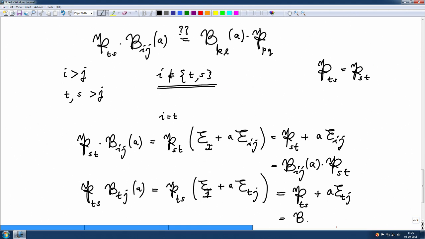I am getting confused. So, this is not BT, this is BS, because S and I change. No, this is correct. B T J A times P T S. So, it also commutes. This is B T S, this is S. So, they commute.